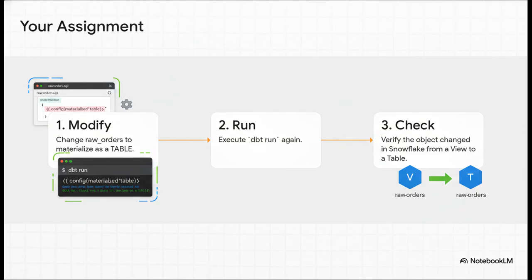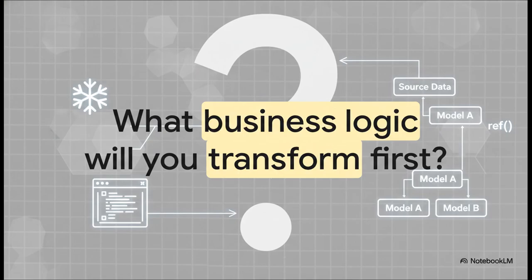So let's wrap up with this thought. You now have the fundamental tools. You know how to put logic into a model, and you know how to connect them using ref. So the real question for you is, what's that first messy piece of business logic at your job that you're going to go and transform into a clean, simple, and reliable dbt model?